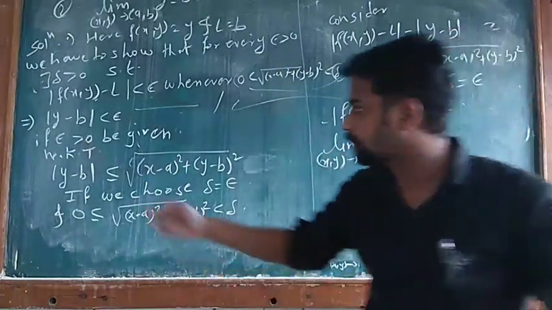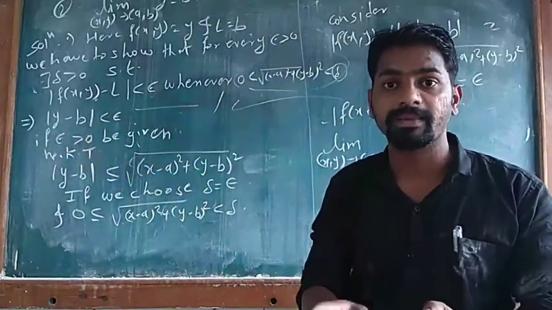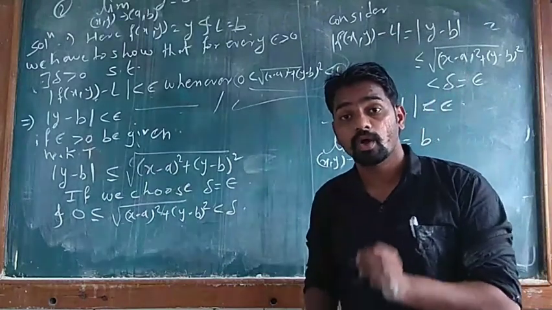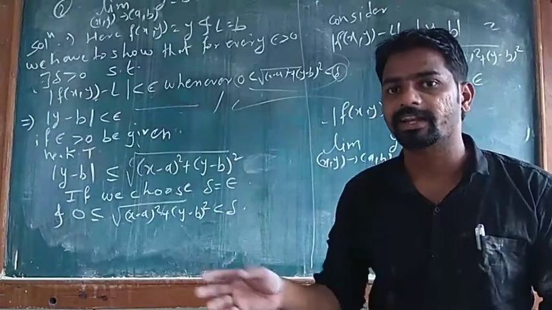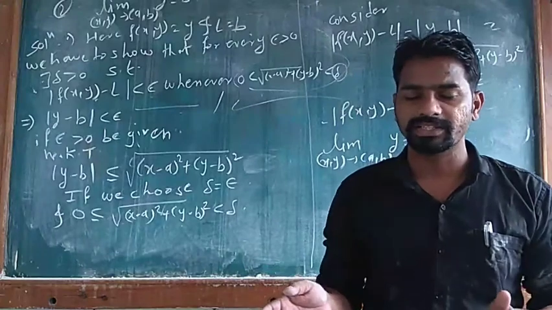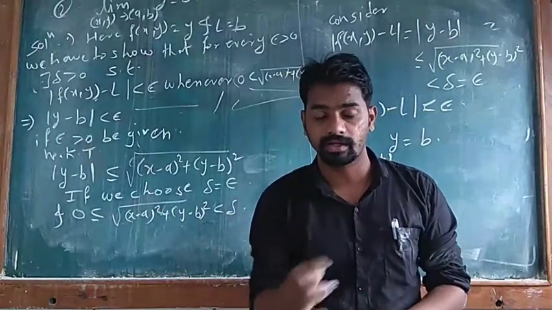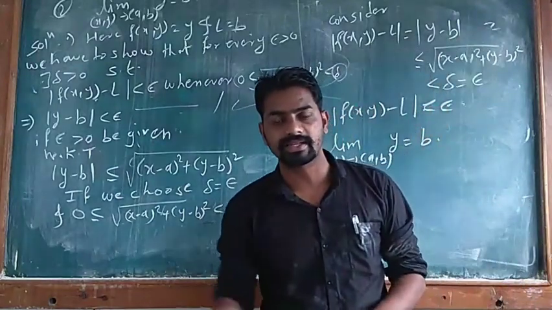So for a given epsilon greater than 0, we know that mod of y minus b is also less than or equal to under root of (x minus a) bracket square plus (y minus b) bracket square. But this value is less than delta, so we can choose delta equal to epsilon, and 0 is less than under root of (x minus a) bracket square plus (y minus b) bracket square is less than delta.